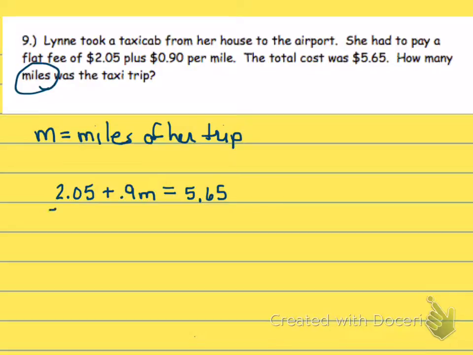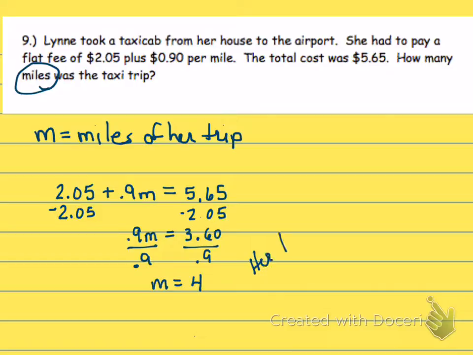So I want to get the variable on one side and constants to the other. And then dividing to isolate the variable. And I get M is equal to 4. And so I know that her trip was 4 miles.